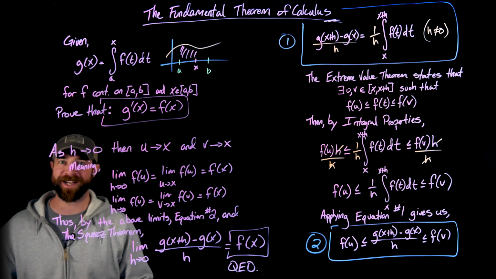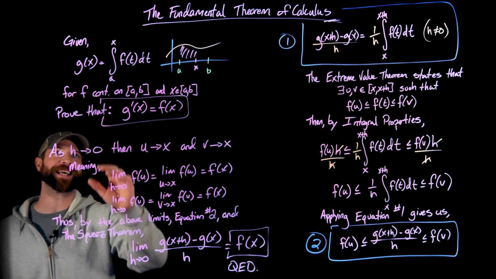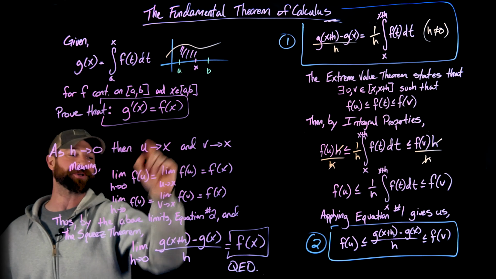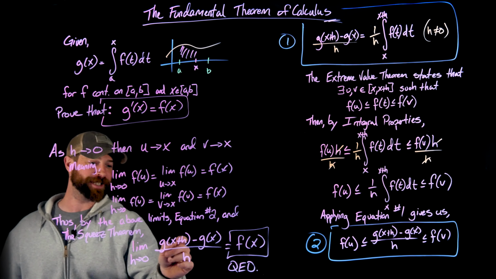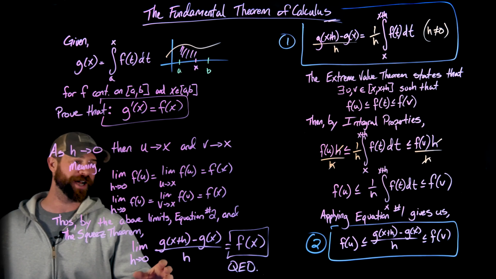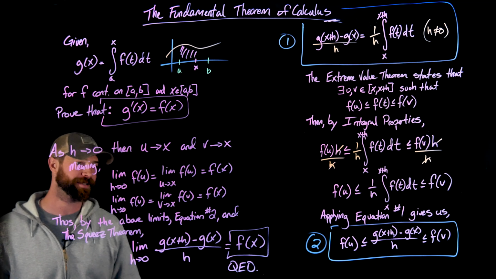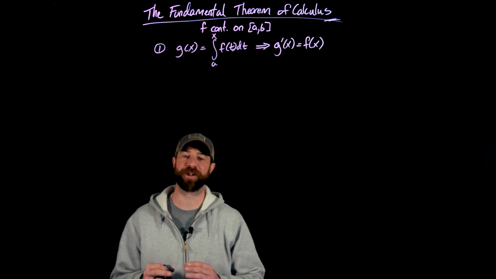And that, my friends, is what we were trying to prove. We were trying to prove that given this setup, the derivative of this function equals f of x. And in this case right here, we have the limit of g of x plus h minus g of x over h, which is the derivative of g of x, equals f of x. All right, so that's the first part of the fundamental theorem of calculus.